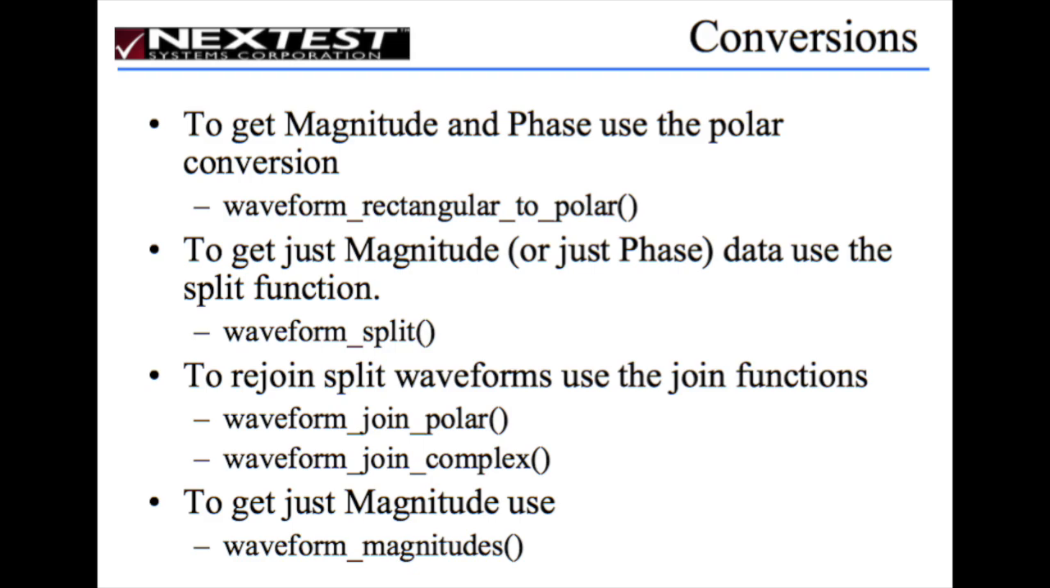To get just the magnitude or just the phase, use the split function, waveform split. And then to rejoin split waveforms, use the join function, waveform join polar or waveform join complex. And to just get magnitude, use waveform magnitudes.